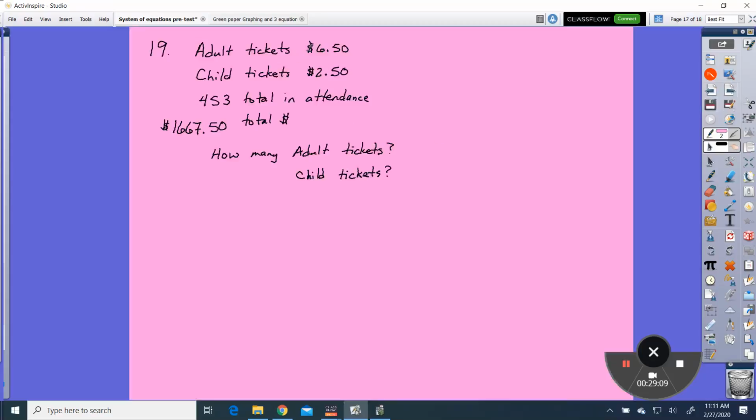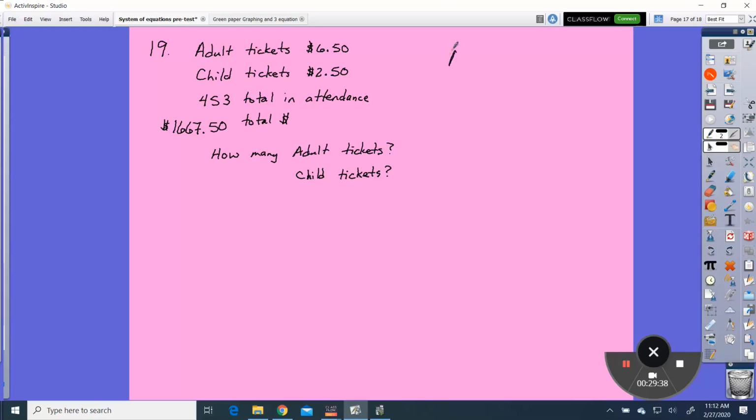Okay, the next question is a story problem. It's number 19. Adult tickets for Mr. Moose's Fantasy Show on Ice are $6.50, while a child's ticket is $2.50. Tuesday night, there were 453 total in attendance. They collected $1,667.50. How many adult tickets and how many children tickets?